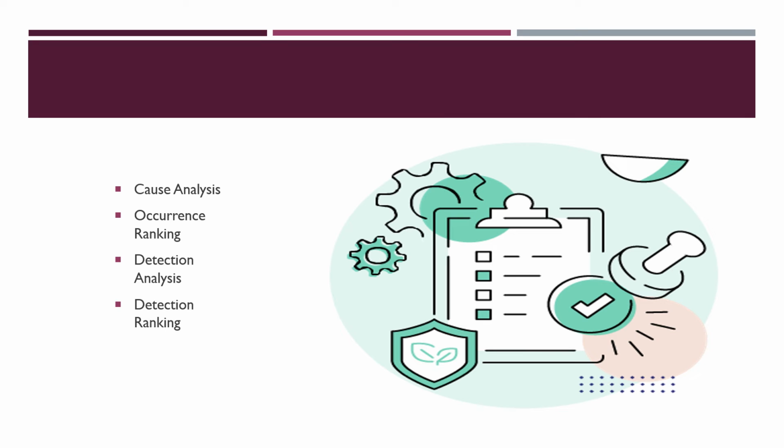Detection ranking. Assign a detection rating on a scale often 1 to 10. A high score indicates that it's unlikely that the failure will be detected before reaching the customer, while a low score suggests that it is more likely to be caught before it gets to the customer.